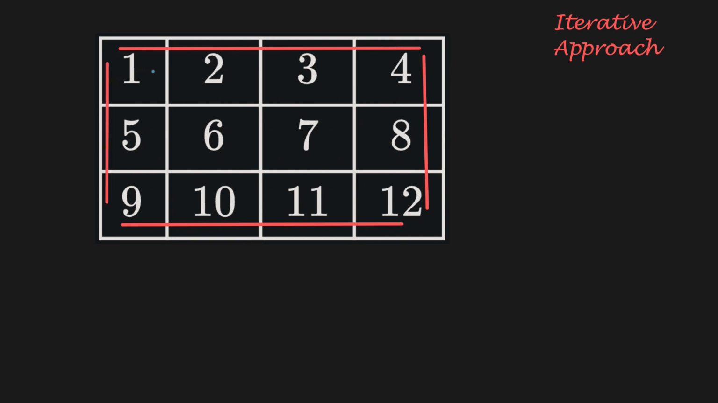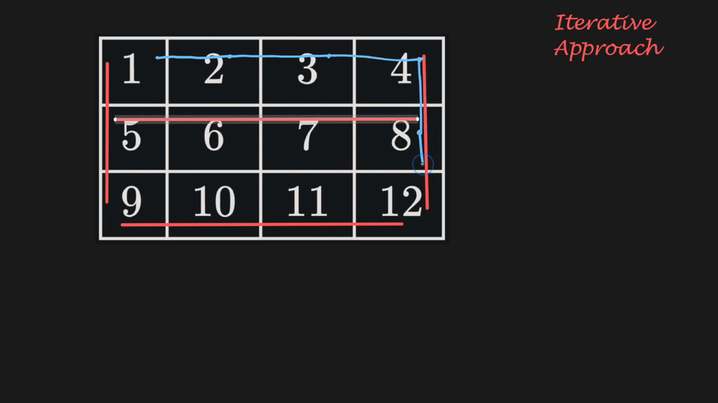First we go from left to right along the top boundary. So we collect the elements 1, 2, 3 and 4. And now we have processed the top row. So we can shrink the top boundary downwards by incrementing its value. And now we process the elements along the right boundary, moving from top to bottom and cover the elements 8 and 12. And once we are done with this, we shrink the right boundary inwards by decrementing its value to reflect the inner rectangle.